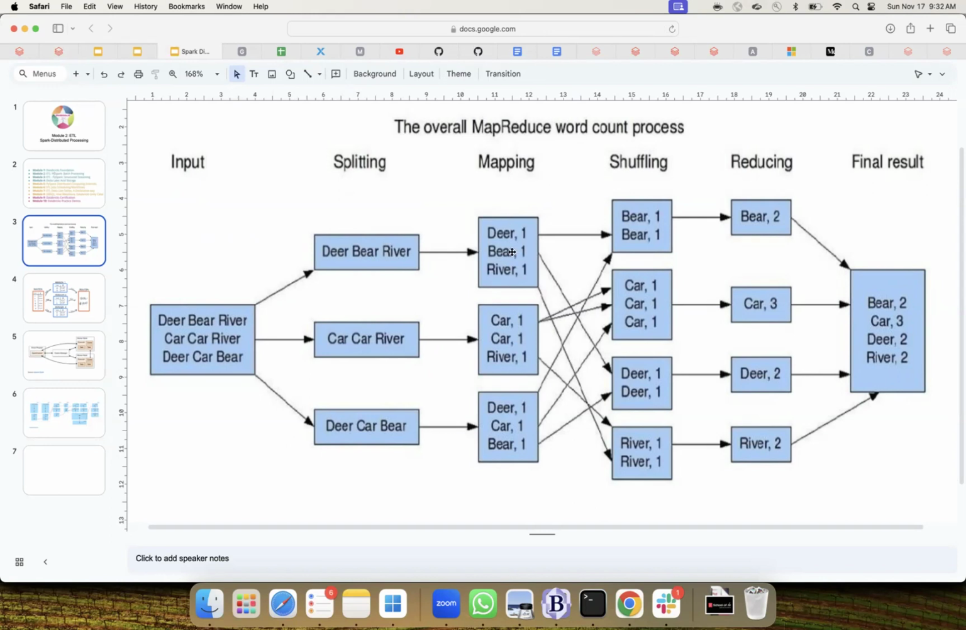How do I get the total count from here? I don't know what is there on the other machine. So what I will do, I will take all bears together. So bear one, I move here, and another bear from this machine will move here. Then I get all cars to one place here. Then I get deers to one place, and I get river to one place.